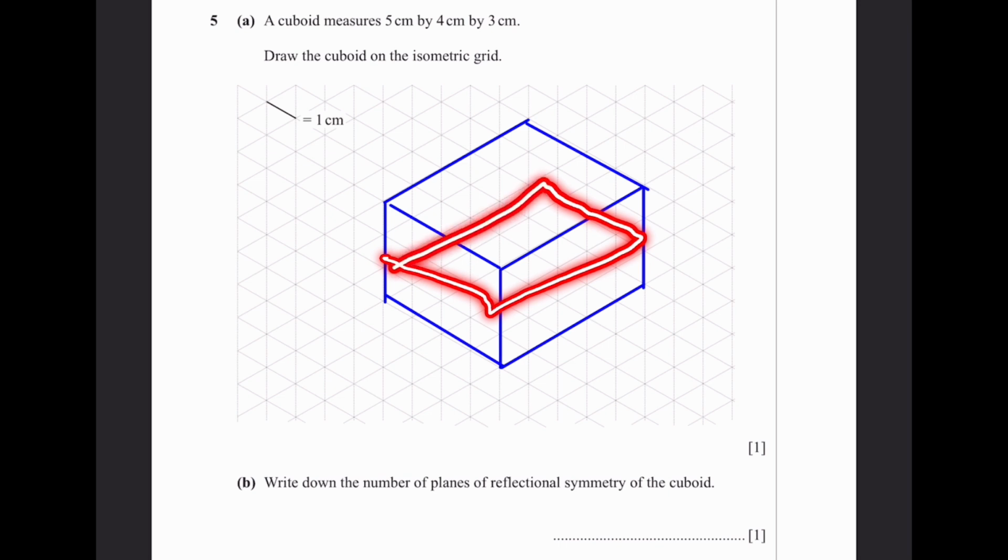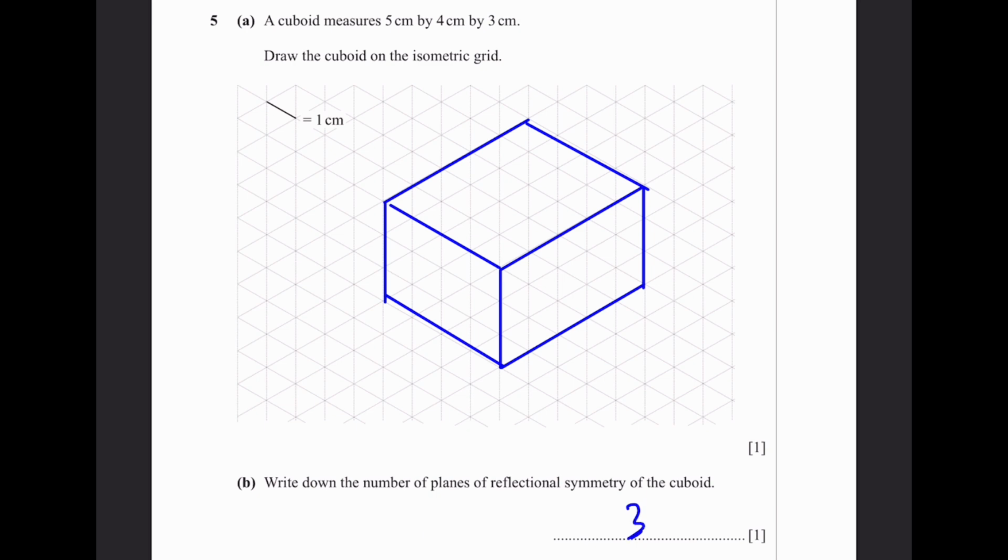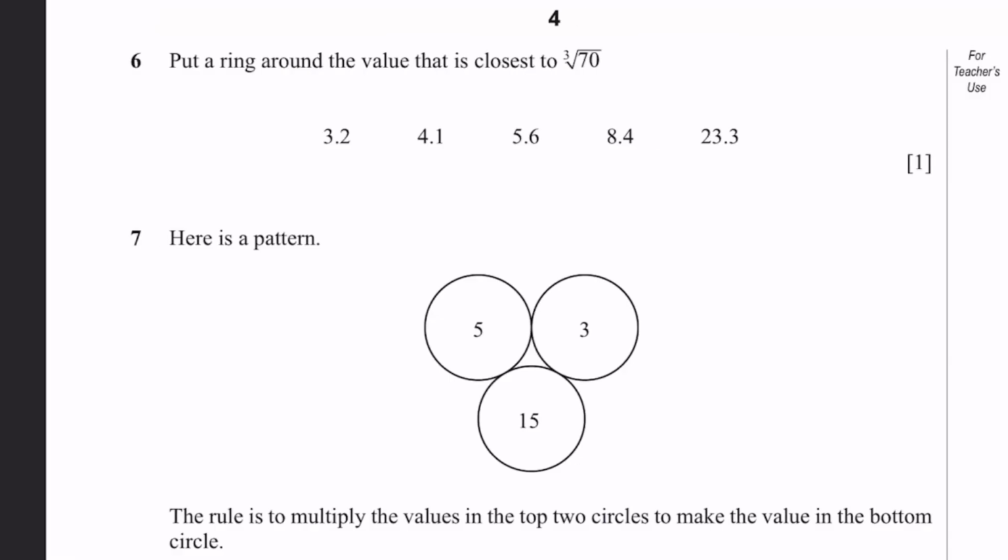Not sure if you can understand properly, but this is the third one. Third plane of reflection symmetry. Therefore, there are three planes of reflection symmetry. That's the answer.